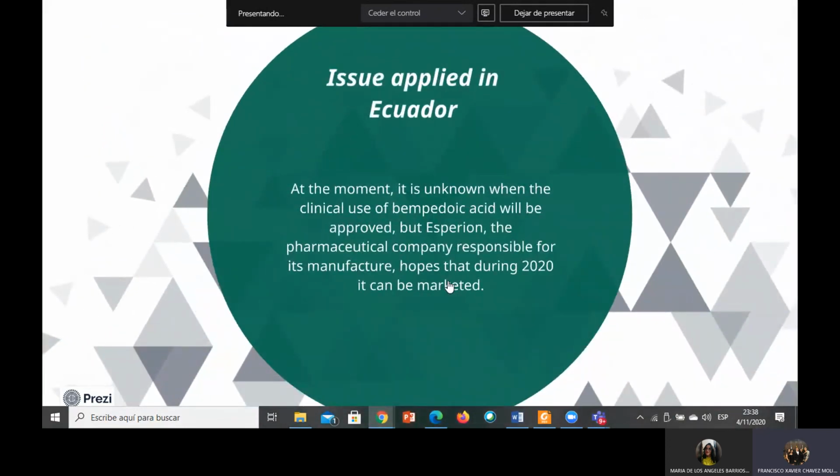Issue applied in Ecuador. At the moment, it is unknown when the clinical use of bempedoic acid will be approved, but Esperion, the pharmaceutical company responsible for its manufacture, hopes that during 2020 it can be marketed.